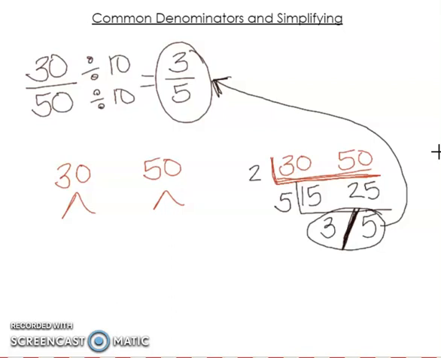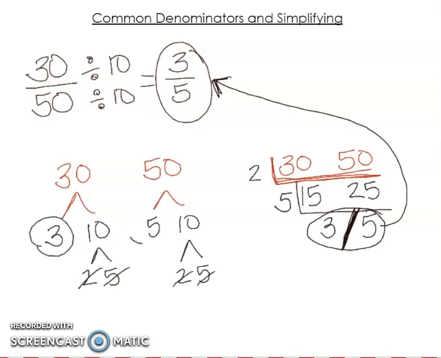With the factor tree, it would look similar. I would just break this into factors. So 30 would be 3 and 10, which would be 2 and 5. 50, let's say you do 5 and 10, and then that would break into 2 and 5. And then I would cross out the ones that they have in common. And so I'd have 3/5, which is what I got up here.